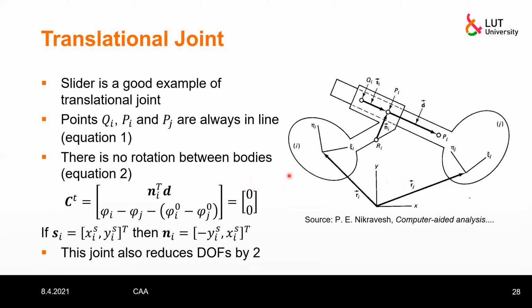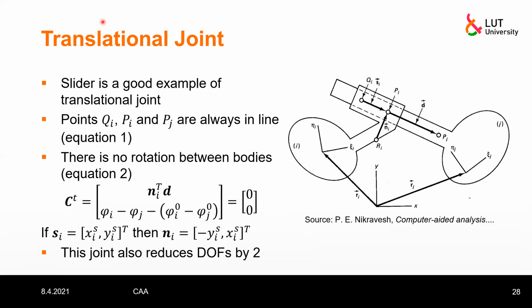Translational joint, okay? It means that those bodies can slide but not rotate with respect to each other. So with respect to body i, body j can move only in this direction. But of course, in the opposite way, it works the same. So with respect to body j, body i can only translate along this axis.